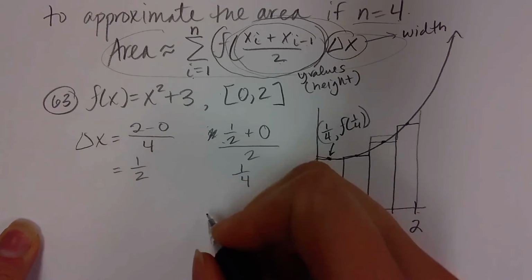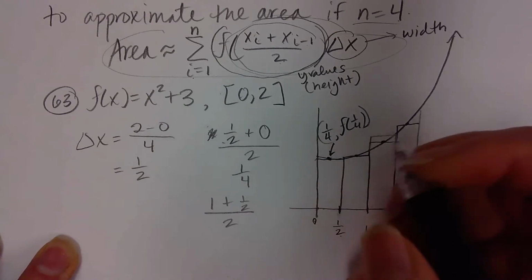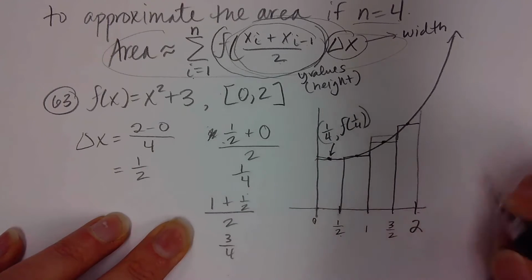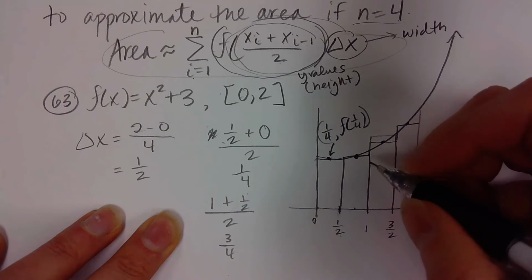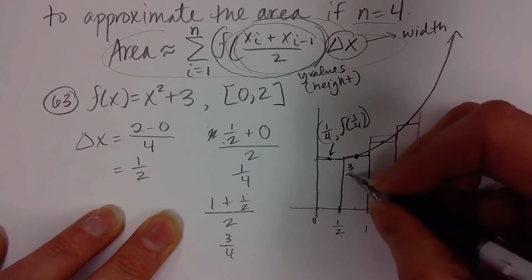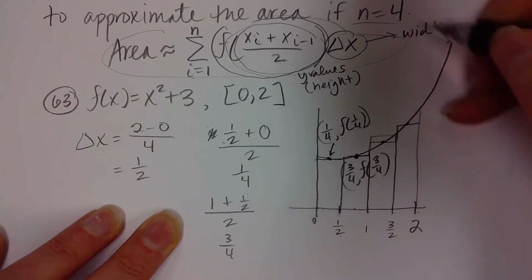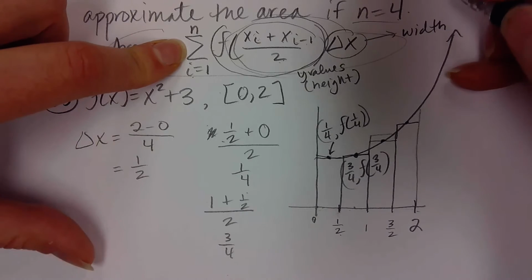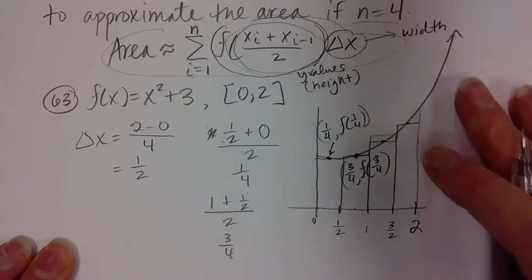If I want to do the next one, I would write 1 plus 1/2 over 2. Well, that's going to be 3/2 divided by 2, which is going to be 3/4. And obviously, I know that halfway between these two would be 3/4. So I'm looking at this x value being 3/4 and the y value being f of 3/4. All this is having us do for this summation is add all of those rectangles together. So it's just a really fancy way of looking at the math that we were doing.